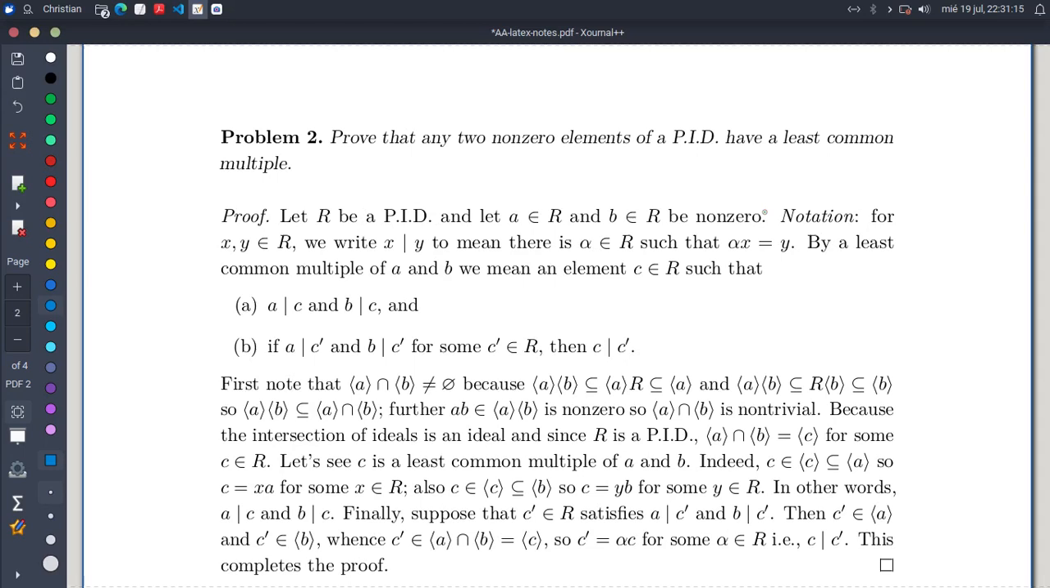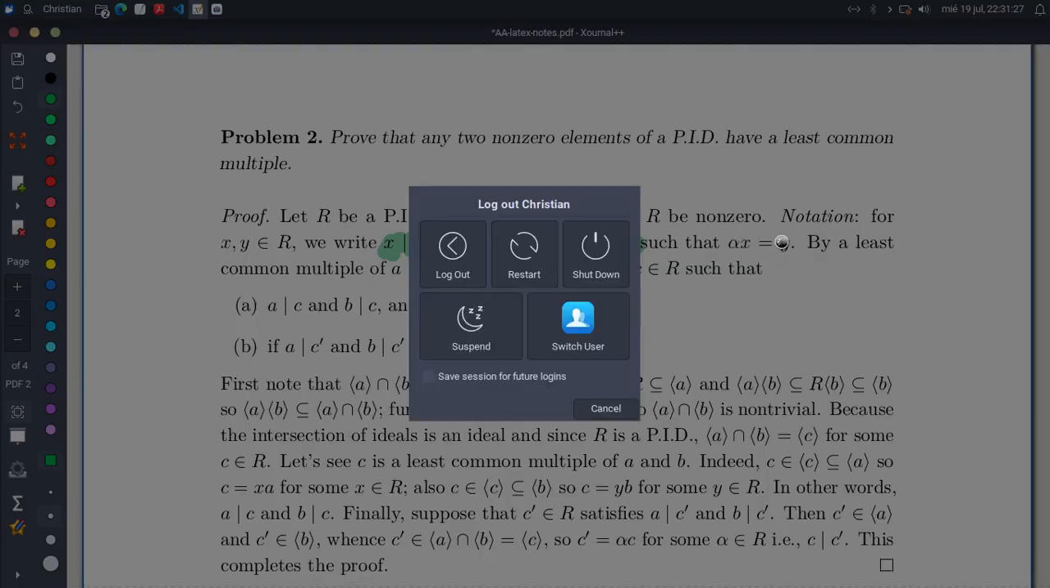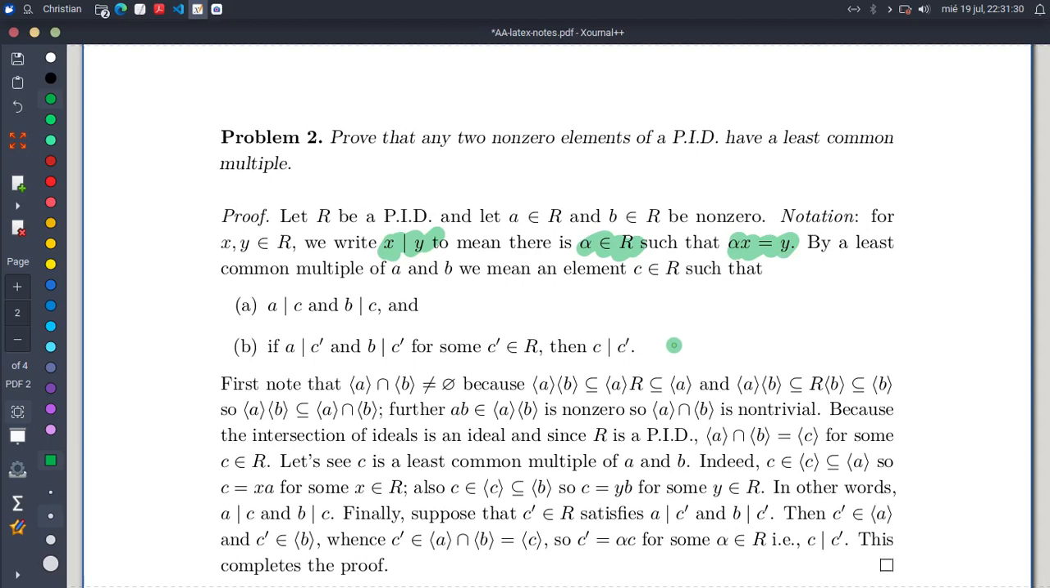We're going to use the following notation. For elements x and y in the ring, we write x | y to mean that there is an element alpha in the ring such that alpha x equals y. Notice that when we write this, we can read it as saying that y is a multiple of x. Also note that it does not matter if we put alpha x or x alpha, because we are in a commutative ring. R is an integral domain.